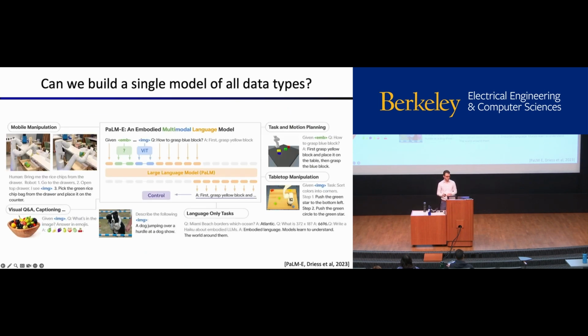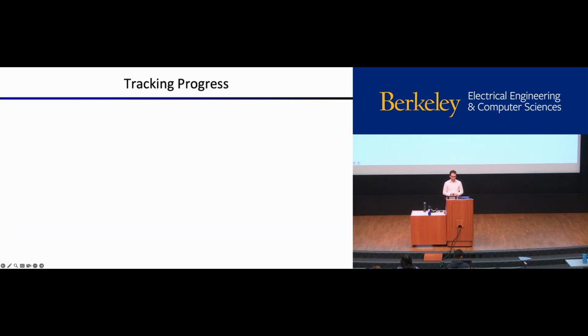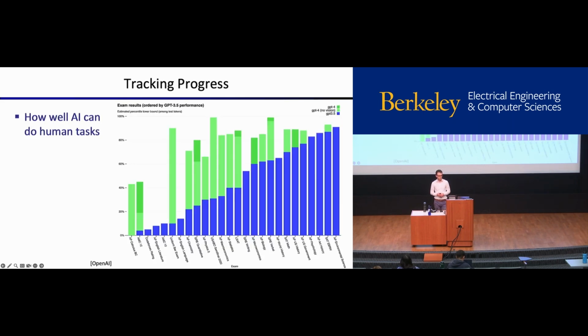I won't go into the details of this slide, but this is a slide from Google. But tracking progress: how well can AI do on human tasks? Well, here's a bunch of tasks. This is AP calculus tests and Codeforces rating and a couple of other ones like the bar exam, the GRE, the LSAT for getting into law school. Okay, there's a bunch of tests.